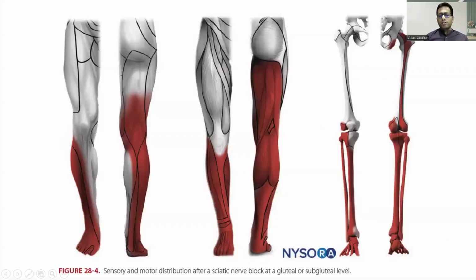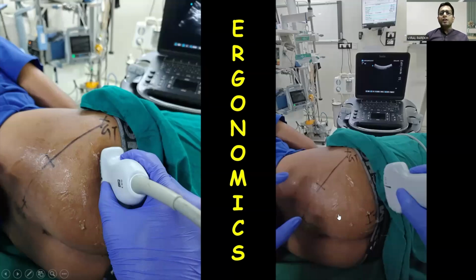Again, the sensory motor distribution, we need to know the dermatomal and the myotomal coverage. So with the sacral plexus block, it will cover most of the posterior thigh and the whole of the distal lower limb.